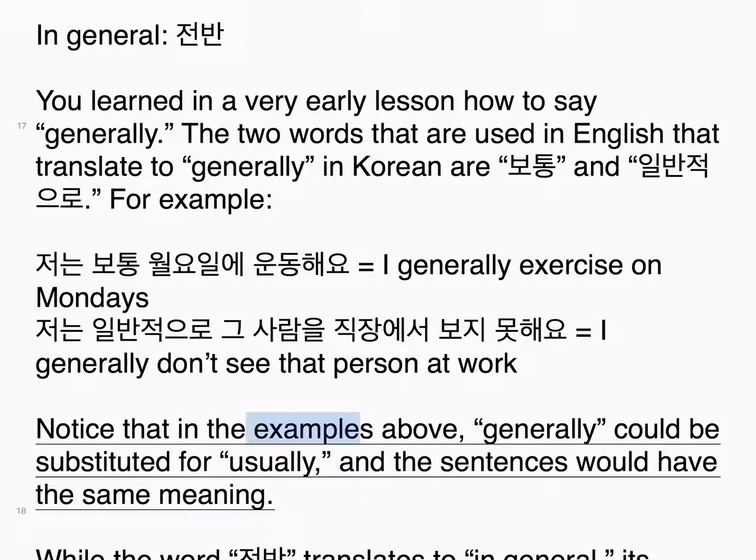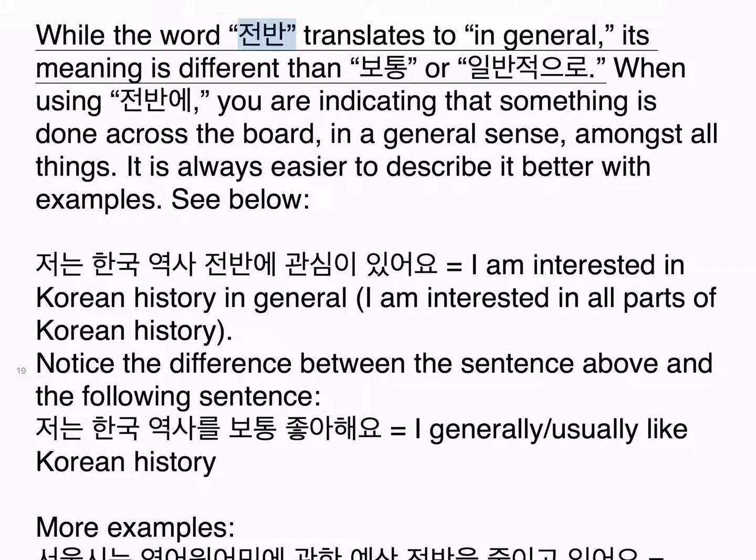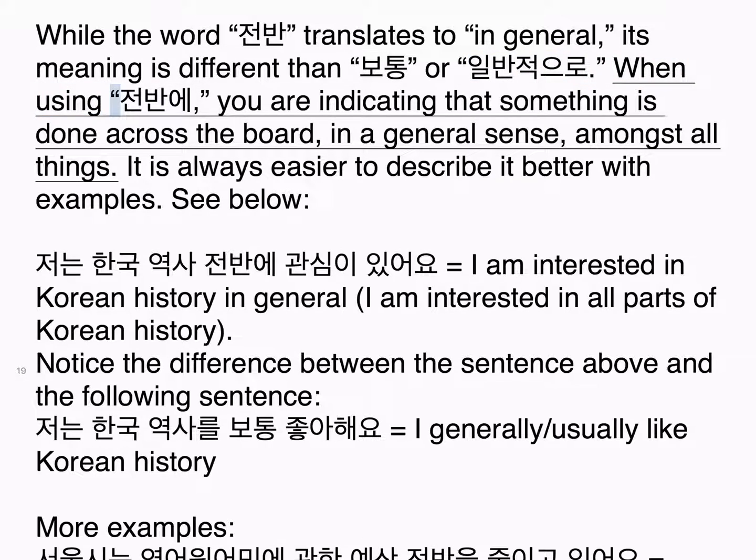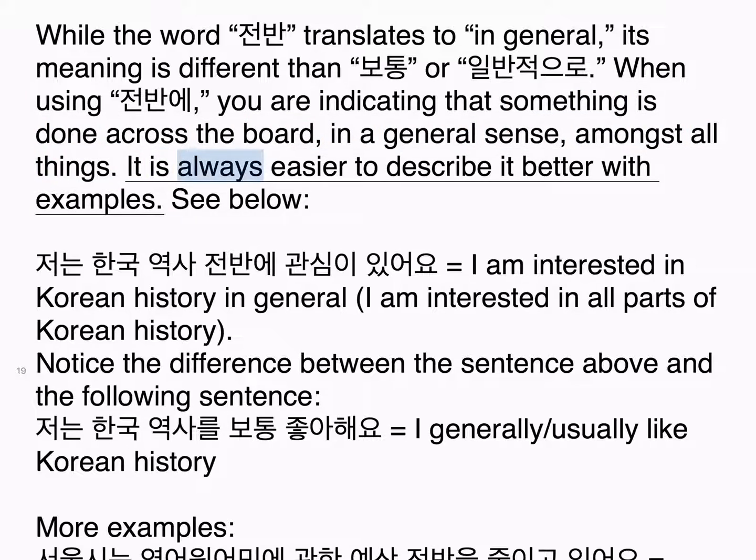Notice that in the examples above, generally could be substituted for usually, and the sentences would have the same meaning, while the word 전반 translates to in general, its meaning is different than 보통 or 일반적으로. When using 전반에, you are indicating that something is done across the board, in a general sense, amongst all things. It is always easier to describe it better with examples.